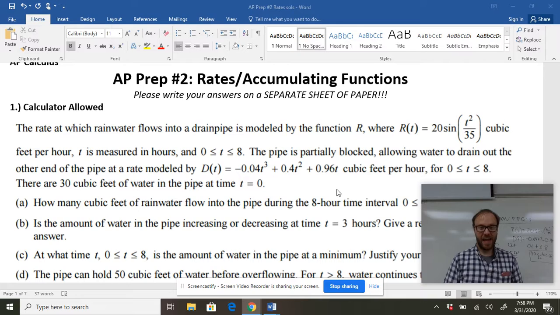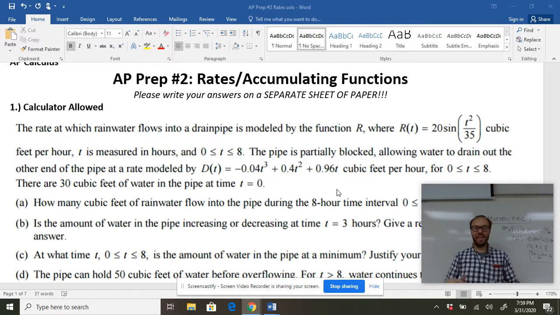So anyway, part A just asks us to figure out how many cubic feet of rainwater flow into the pipe during that 8-hour time period. Well, this is a rate, okay? I know they call it R of t, but that's really a rate of change, which means it's the derivative of the function telling us the total amount of rainwater. So you might even want to label this. Anyway, the big thing here, you want to think that this is a derivative. Okay, and if that's a derivative, we want to go backwards to the original function. We want to figure out the integral of this rate.